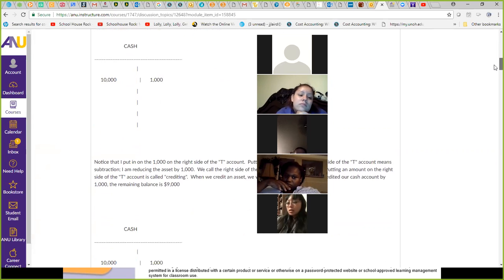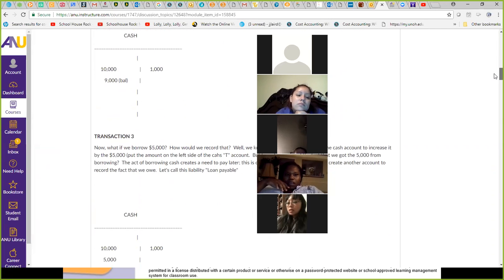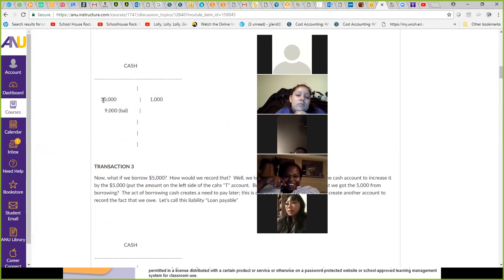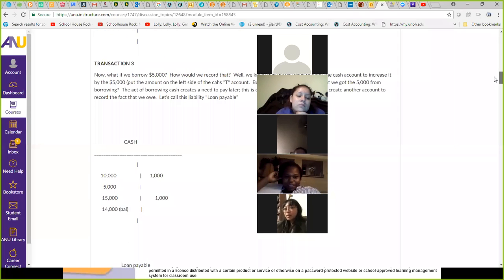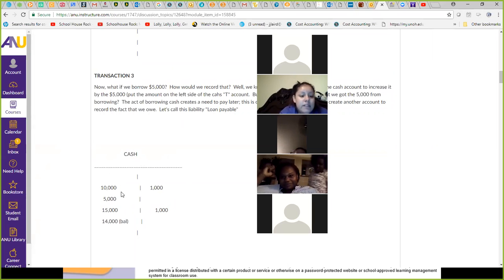What happens here? It says something else happened here. Transaction 3, go up. Borrow 5,000. We just added. So what happens in transaction 3? We borrowed 5,000, so that increased the left side. So it should go on the left side, right? Correct. Okay, so why does it still have the 10,000 there? Shouldn't we have the 9,000 and then add 5?